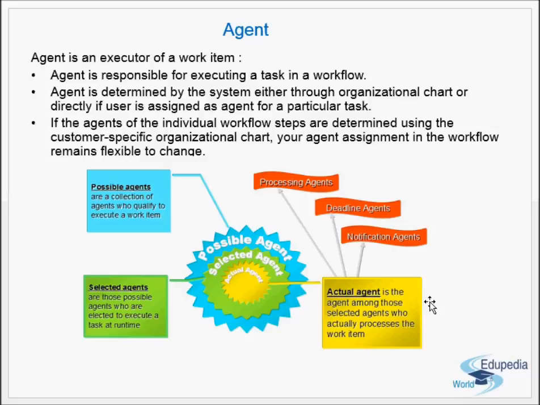Apart from these three, the possible, selected, and actual agents, we have processing agents, deadline agents, and notification agents also. An agent is nothing but the user who executes the work item. That agent determination is done through an organizational chart, or you directly assign a user for that particular task in the workflow.